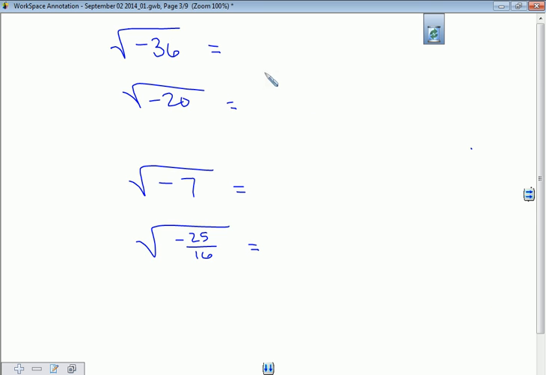Alright, so, let's look at this first problem. Alright, square root of -36. So we are thinking of this as 36 times -1, so 6i. Alright. Square root of -20. We're still going to break this down. We know we have the -1 in there, so that's going to give us an i. And then 20, what's the largest perfect square that divides into 20? 4. 4 goes in there 5 times. So the square root of 4 is 2. The square root of -1 is i.